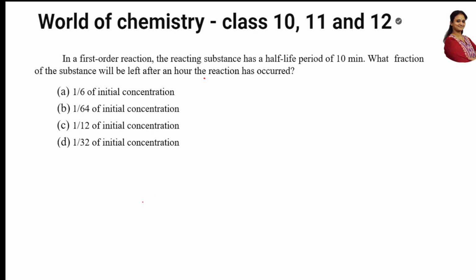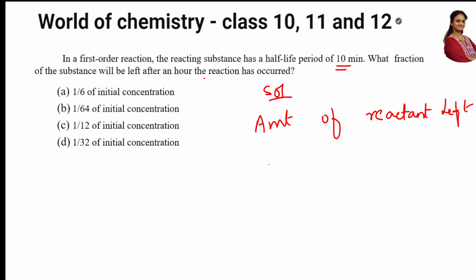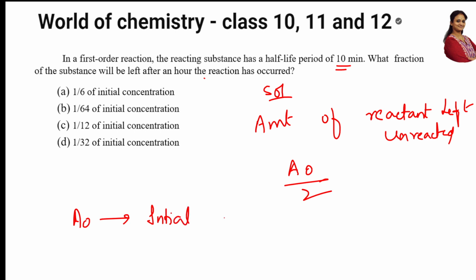What is half-life, students? First order reaction, half-life period of 10 minutes. Half-life of a reaction is the time required during which the amount of the reactant which has reacted becomes one half of its original. Correct, right? That means the amount of reactant left unreacted is nothing but A naught by 2. Now, what is A naught? A naught is the initial amount.